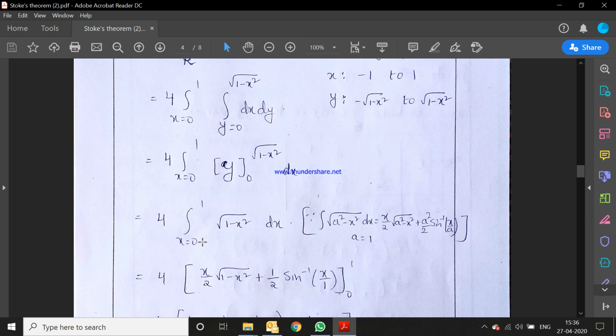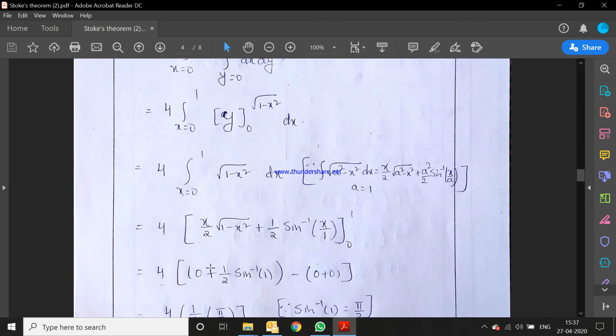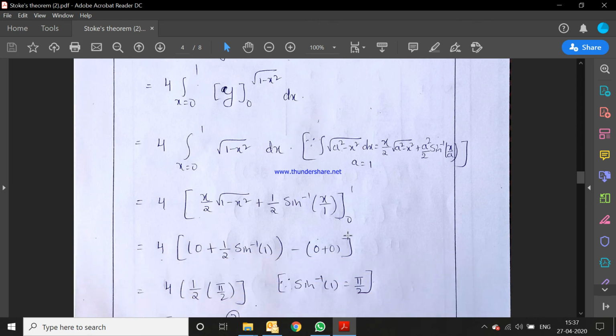So 4 into integral x from 0 to 1, substituting the limits, we get under root of 1 minus x square dx. The formula is: integral of under root of a square minus x square dx is equal to x by 2 under root of a square minus x square plus a square by 2 sin inverse of x by a. A is equal to 1 here, so we substitute: x by 2 under root of 1 minus x square plus 1 by 2 sin inverse of x by 1, because a square is equal to 1. Then you can substitute the upper and lower limits.